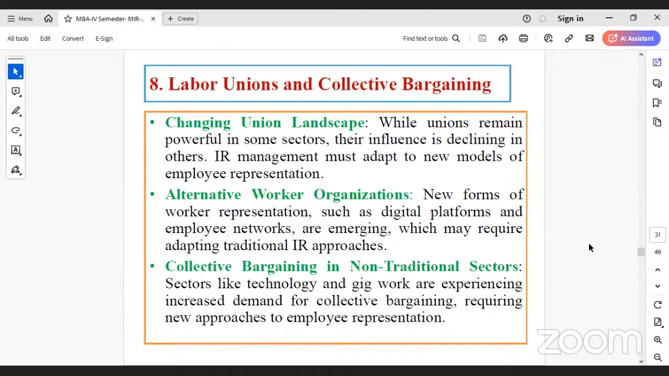And labor unions and collective bargaining. The changing union leadership landscape. Alternative work organizations, collective bargaining in non-traditional sectors. So let's see what labor unions and collective bargaining are. So here, together there is scope for attracting and retaining the employees.